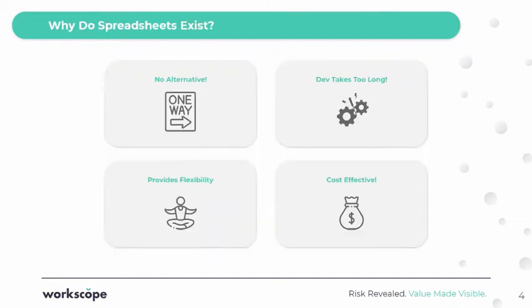The question that we ask ourselves is, okay, we know why spreadsheets exist, but why do they really exist? Why do people continue to use spreadsheets? There are four main reasons. The first one is often there is no alternative. This typically is for smaller organizations or people doing more complex processes or very bespoke processes to their organization or department. And so often they have to do it via spreadsheets because there's no real way of doing it.